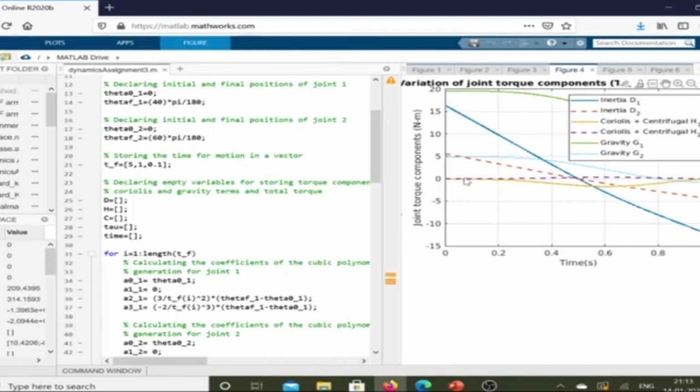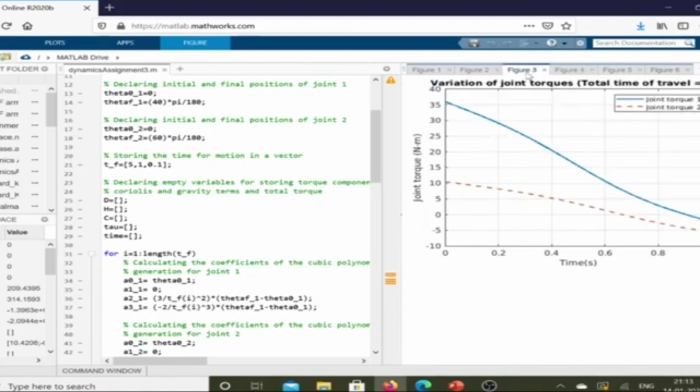It was almost 0 for 5 seconds, but at 1 second your inertia seems to have come up now. It is 15 here now. Okay, 15 Newton meter. So for 1 second, this is the profile. You have gravity torque, which is constant. Inertia torque has increased. Coriolis torque has also increased. Okay, and if you look at the corresponding figure here, you see that the total torque of joint 1 and joint 2, this is 35 now.